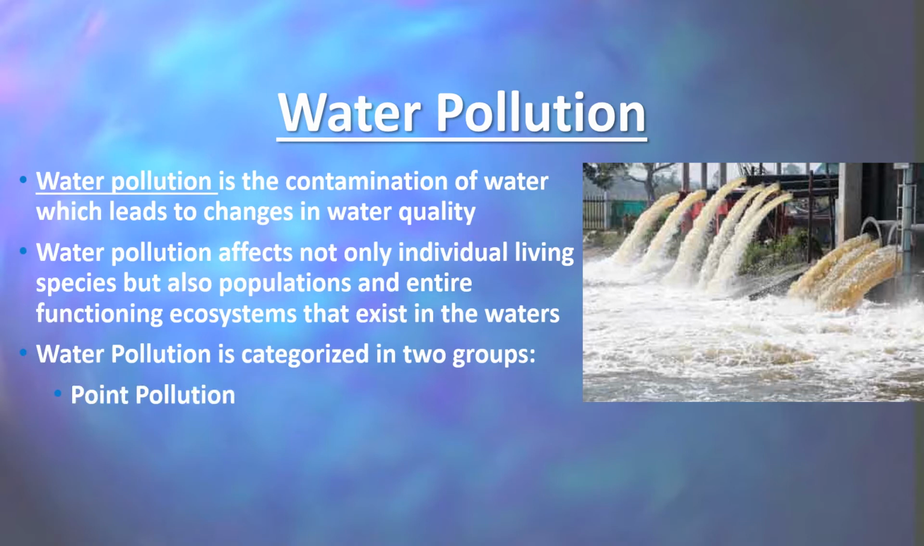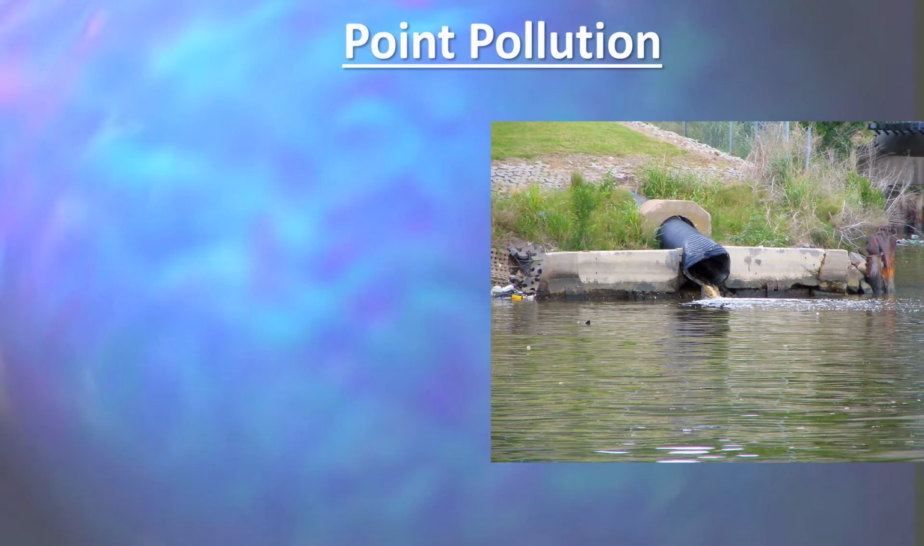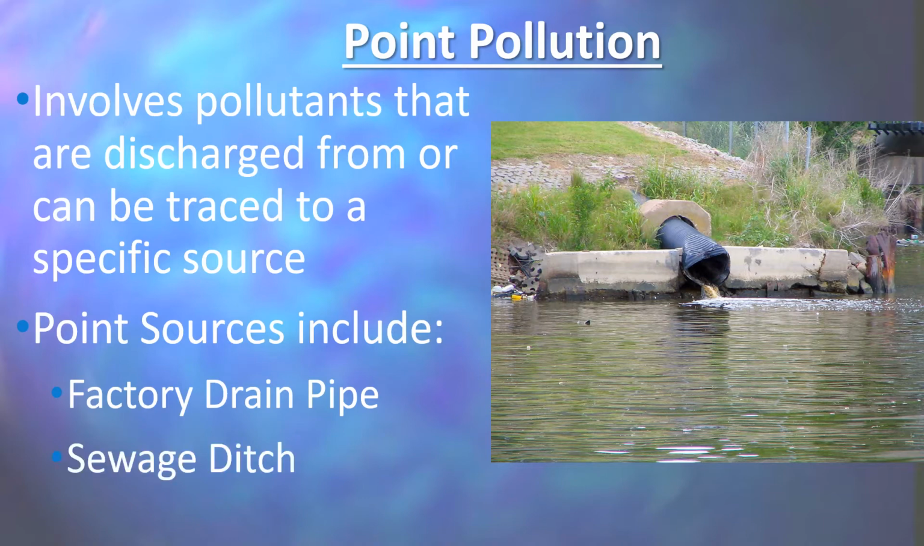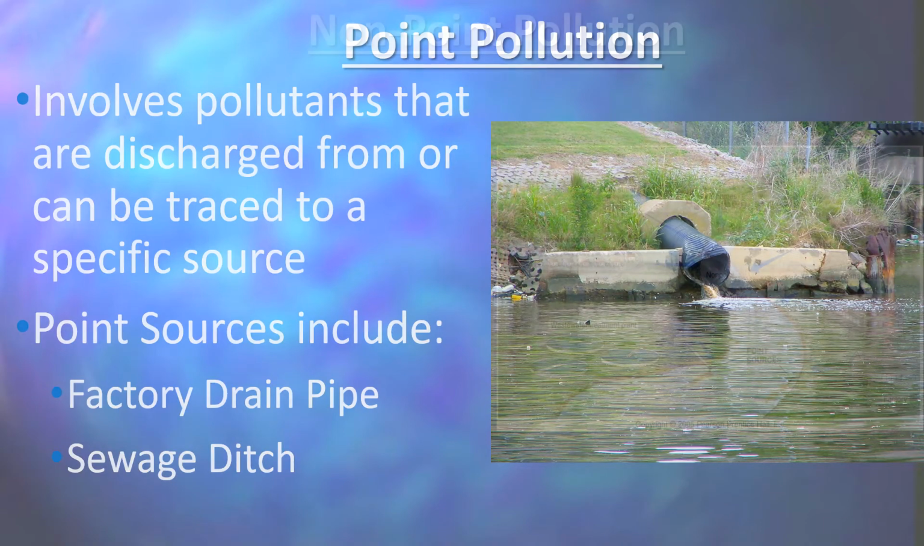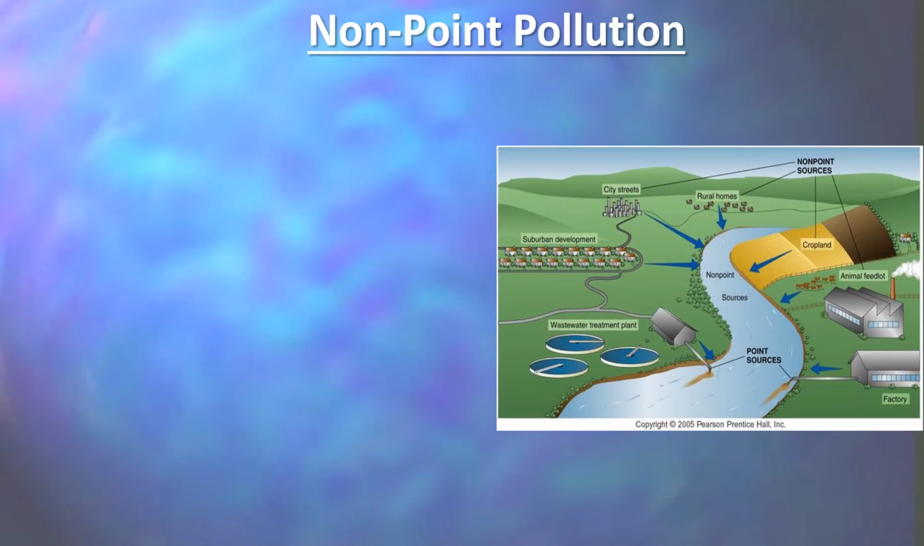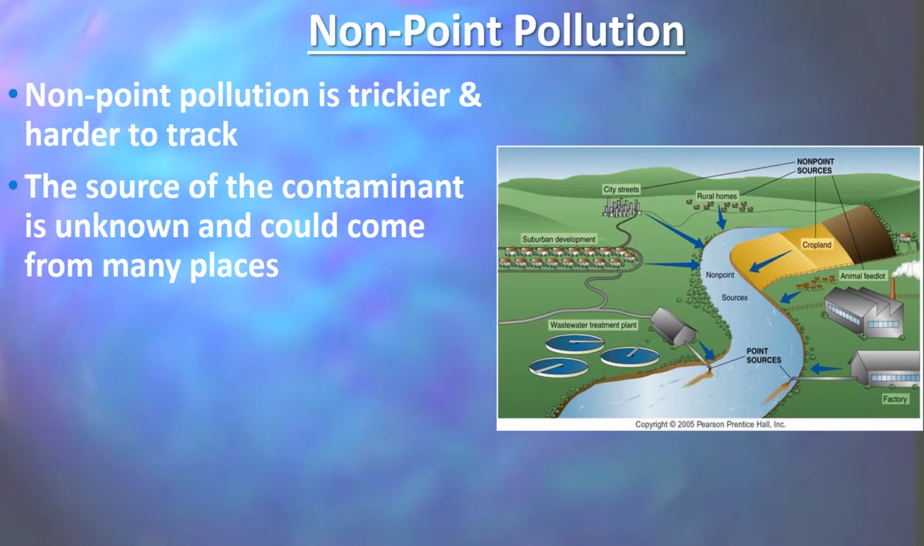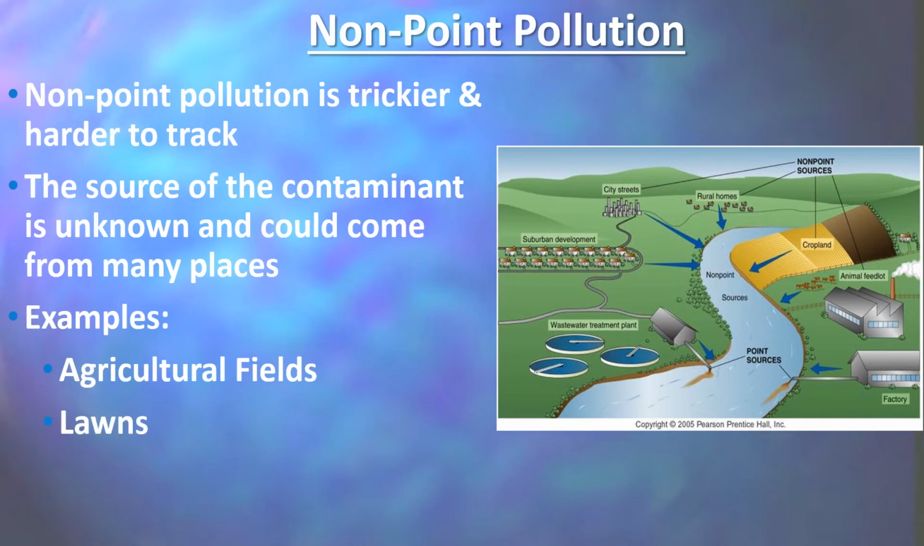Water pollution is categorized into 2 groups, point pollution and non-point pollution. What is point pollution? Point pollution can be traced back to a specific source. Examples include a factory drain pipe or a sewage ditch. Non-point pollution is a little bit trickier. It's harder to track. The source of the contaminant is generally unknown and could come from multiple places. Examples include agricultural fields and lawns and water treatment plants.